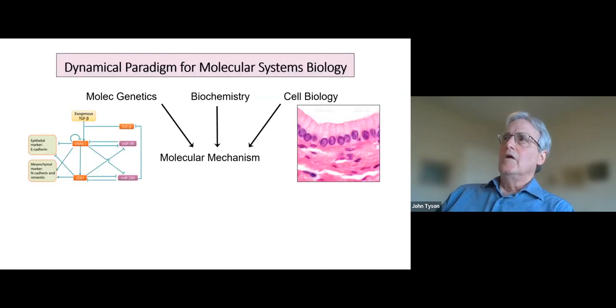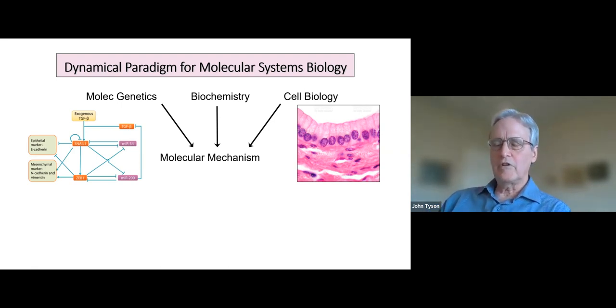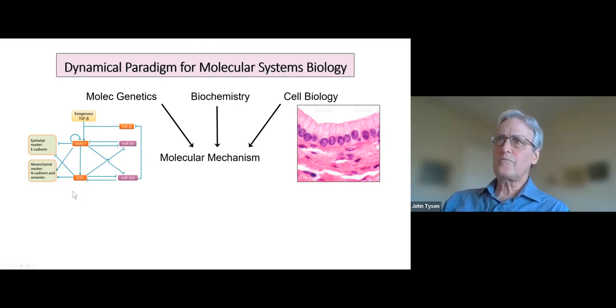Okay, so let me summarize what I've been saying so far with this diagram that I call the dynamical paradigm for molecular systems. Suppose we're interested in some aspect of cell physiology, like the epithelial to mesenchymal transition, and we would like to understand the underlying molecular control mechanism. We read a lot of papers about molecular genetics and biochemistry and cell biology, and we come up with a proposed, hypothetical molecular mechanism that we think could explain the transition. So for instance, this little network between the transcription factors. And the question is, is the hypothetical molecular mechanism sufficient to explain the observed properties of the epithelial to mesenchymal transition?